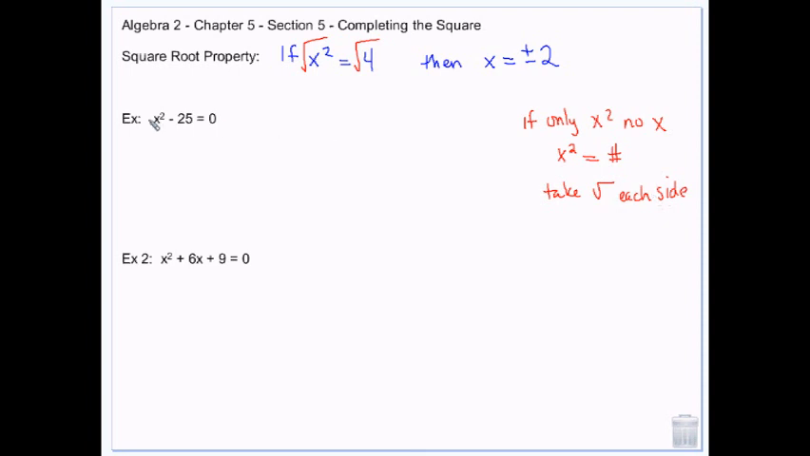Okay, so in this first example, I'm going to add 25 to both sides, which will give me x squared equals 25. And then I'll take the square root of each side, and I'll go x is equal to plus or minus 5. And it has to be both, plus and minus, because 5 squared is 25 and negative 5 squared is also 25. So you want both. The positive is considered to be like the primary answer, but both answers are valid.